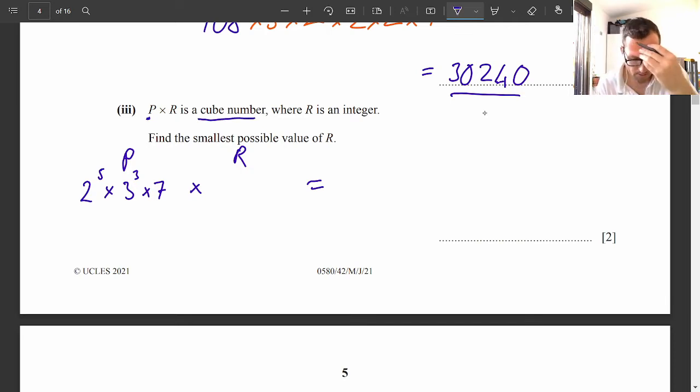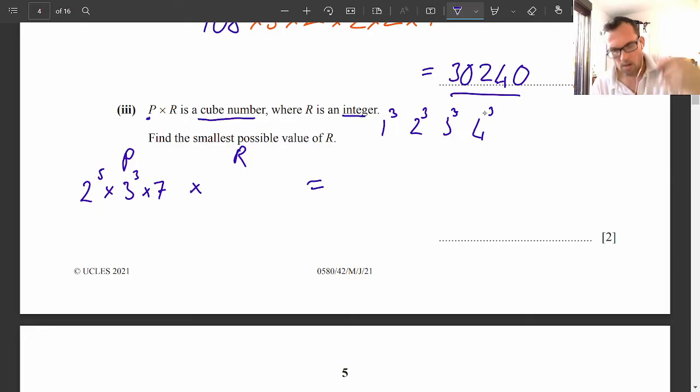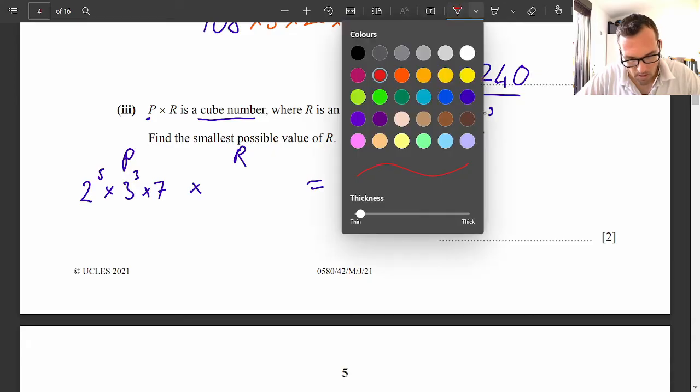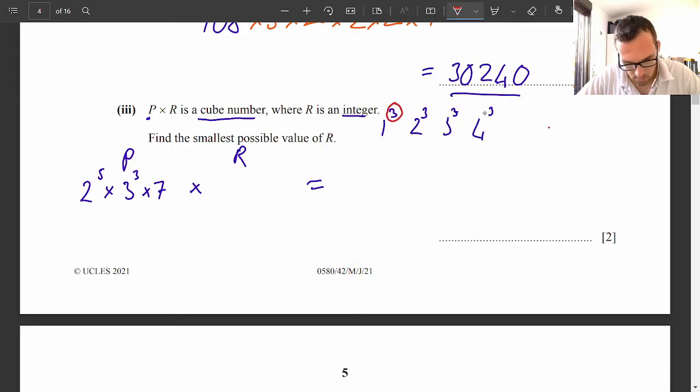Let's remind ourselves of cube numbers. Cube numbers is anything cubed. So 1 cubed, 2 cubed, 3 cubed. And then they say R is an integer. Find the smallest possible value of R. So what we need to recognize with cube numbers is they always do the power of, well, cube.